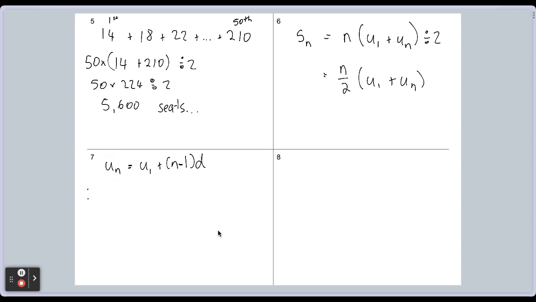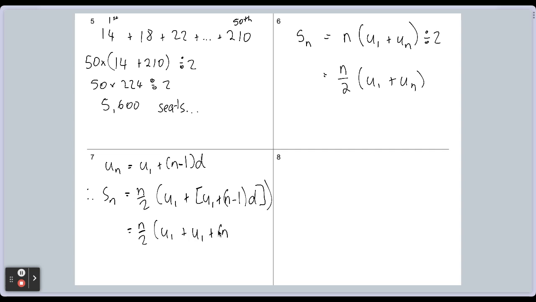So in our formula, we can take the u sub n and we can replace it with that thing I had there. u sub 1 plus n minus 1 times d. So what I've done now, I've literally replaced u sub n with what u sub n is. Now, if I look at that left-hand side there, those square brackets are not needed. I just put them in there so you could see. So I'm going to get rid of them. Can you see what's happening here?